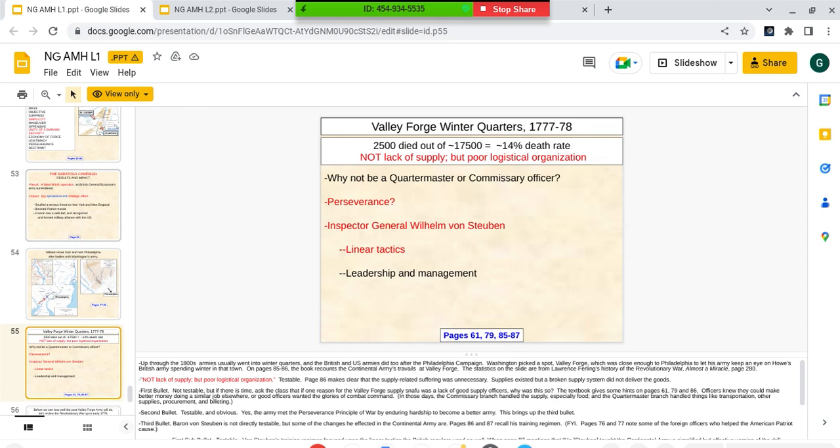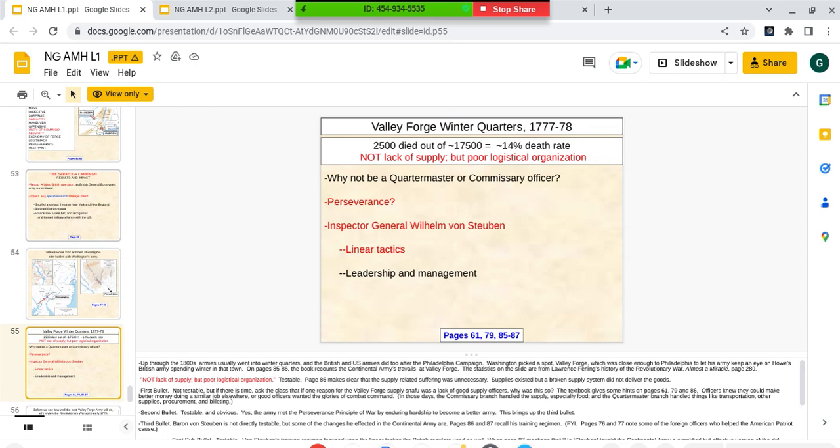Alright, the next thing, Valley Forge. It talks all about perseverance. That's the biggest thing for Valley Forge, the principle of perseverance. At Valley Forge, they didn't have food, they didn't have supplies, and for that reason there was a lot of unnecessary deaths and unnecessary suffering.